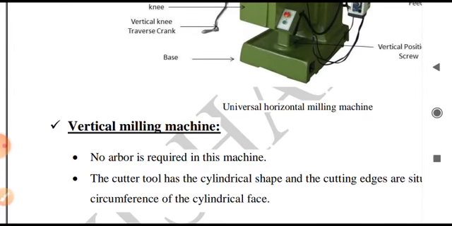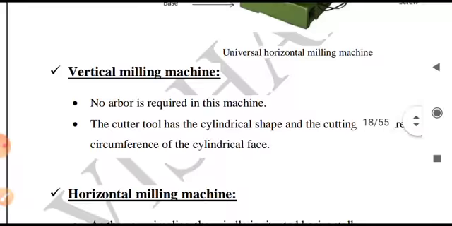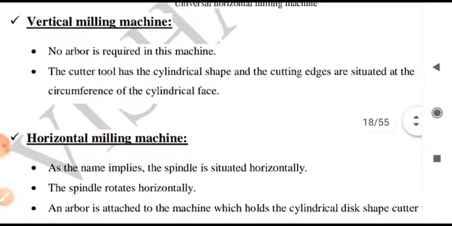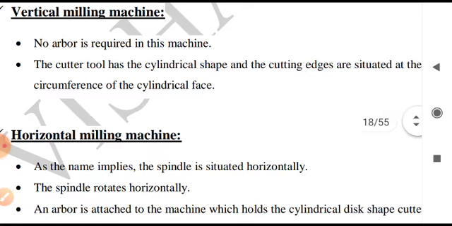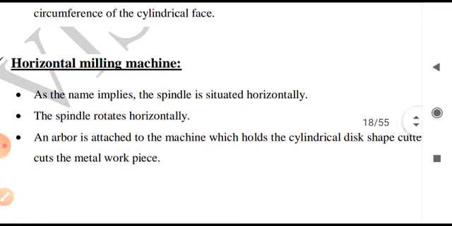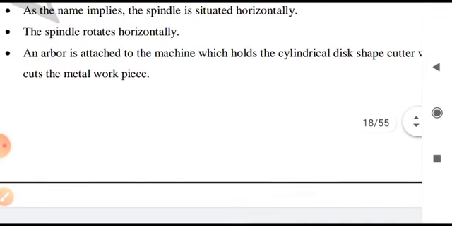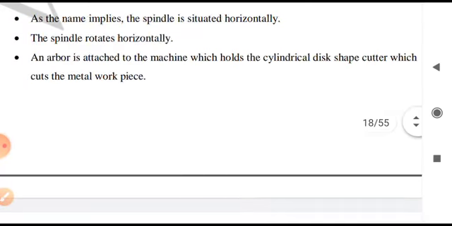For the vertical machine, the cutter tool has a cylindrical shape and the cutting edges are situated at the circumference of the cylindrical face, so it doesn't need an arbor. In a horizontal milling machine, as the name implies, the spindle is situated horizontally. The spindle rotates horizontally and the arbor is attached to the machine, which holds the cylindrical disc-shaped cutter with which we cut the metal workpiece.